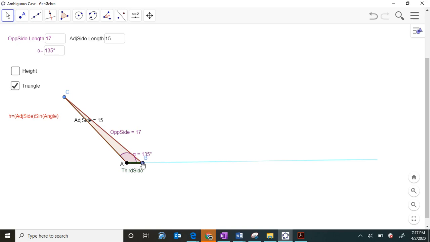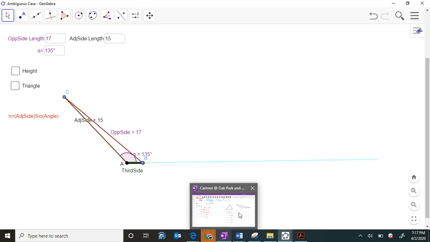It's still just one triangle, but what we learned here is that if it's an obtuse angle, the opposite side has to be bigger than the adjacent side. Otherwise, it's not going to form a triangle at all, and it's going to be just one triangle. So the only thing that we really have to worry about is when it's an acute angle, that's when you have all the different cases from before.